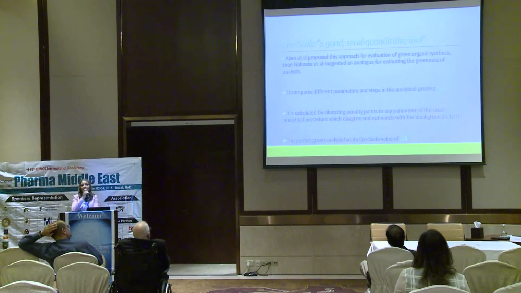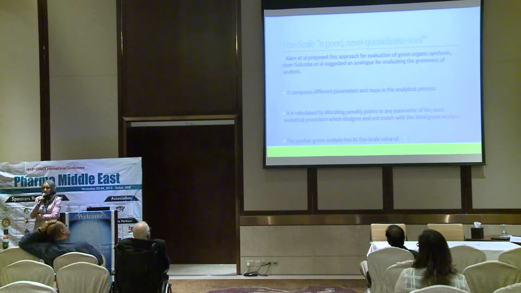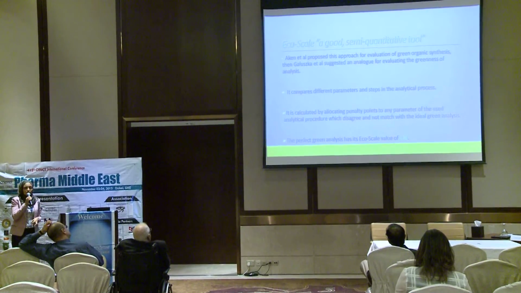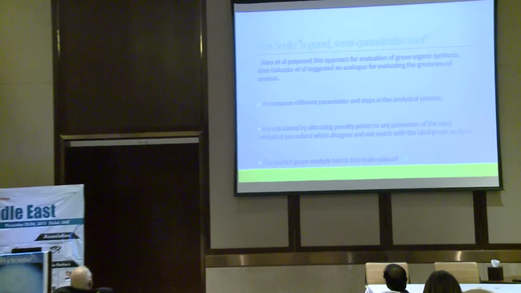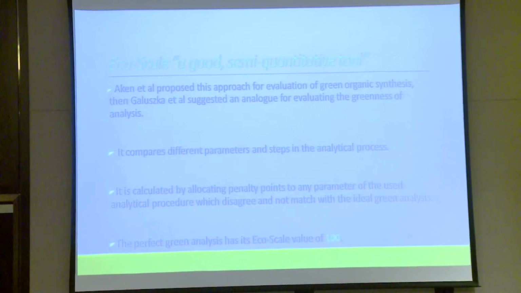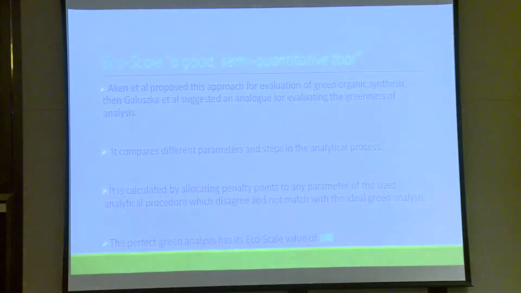I'll focus more on the eco-scale, because all of the previous ones are mainly used in synthesis, while the eco-scale was previously proposed by Van Aken et al. to assess the greenness of organic synthesis compounds. Later on came Gałuszka et al., who suggested an analog of it called the analytical eco-scale, which can assess the greenness of analysis, not the synthesis. It compares the different parameters and steps in the analytical procedures.